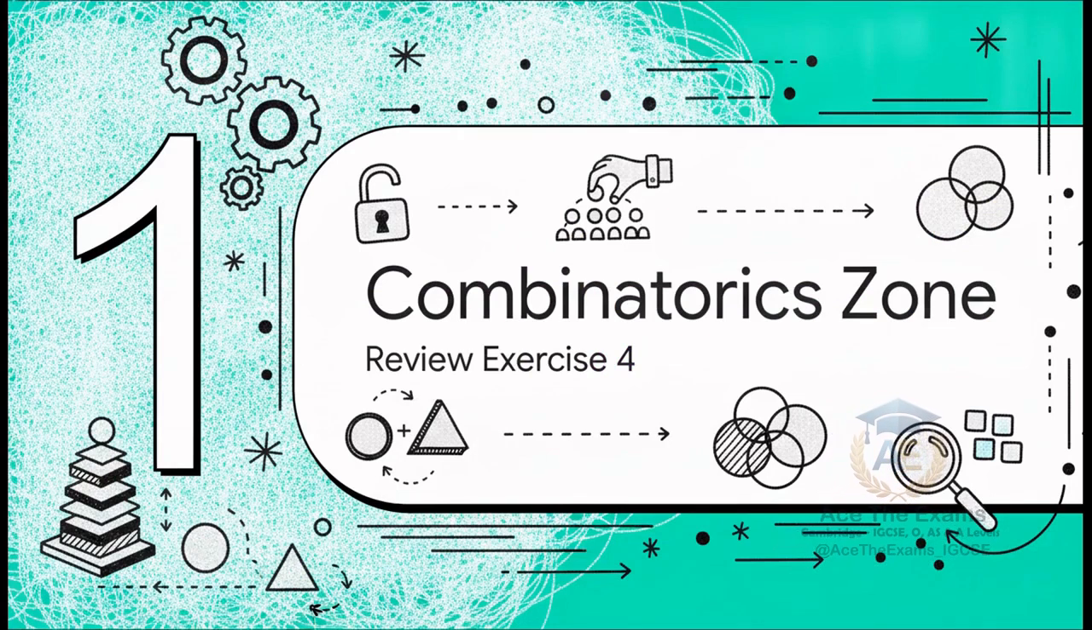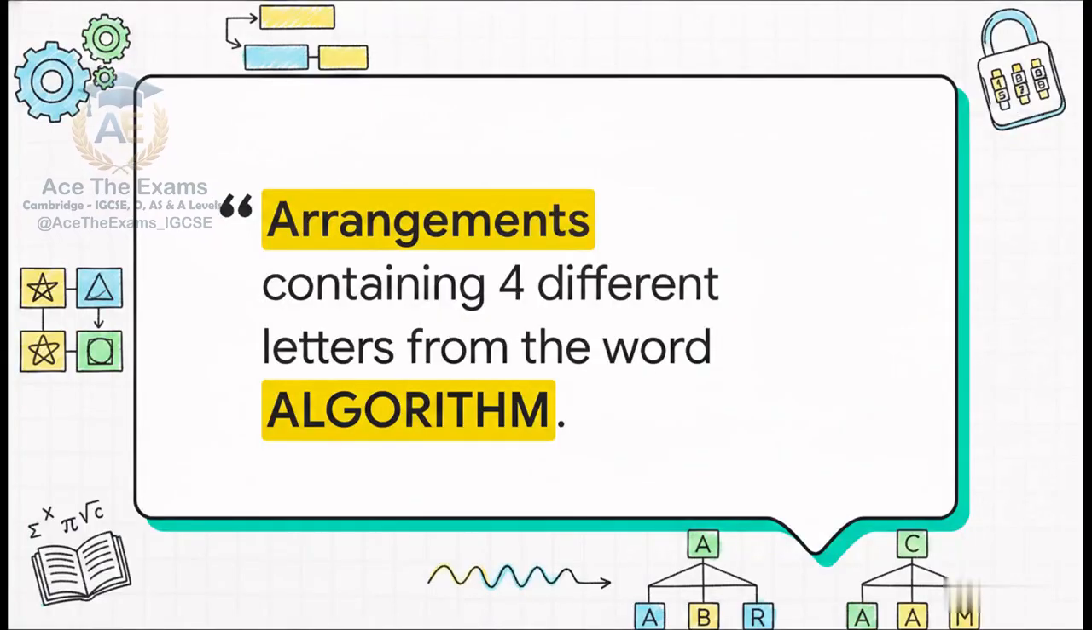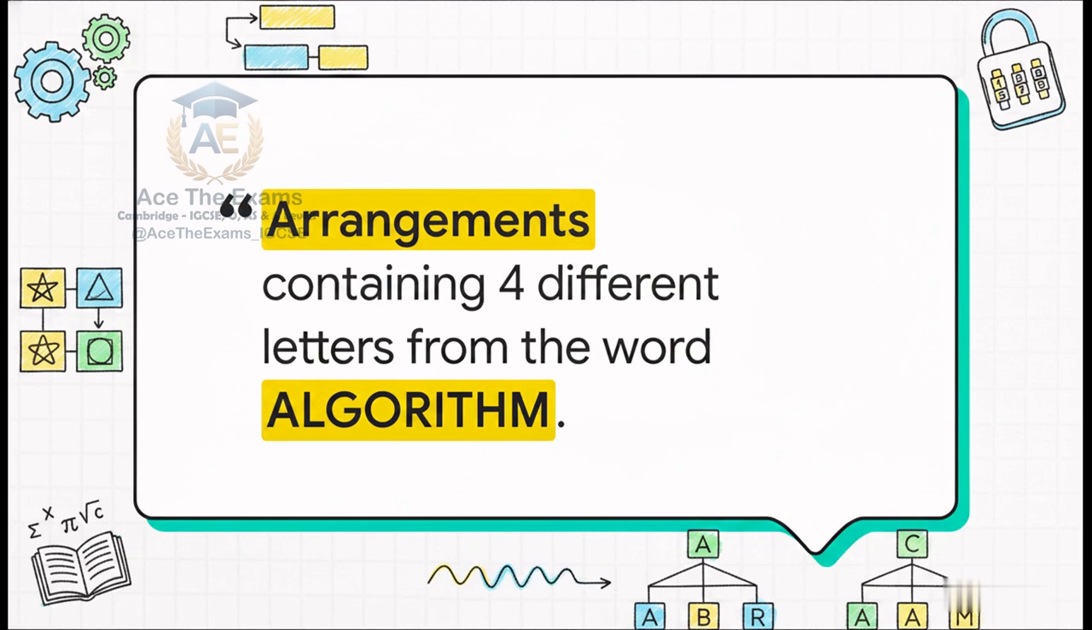Zone 1, the combinatorics zone. This is where we look at exactly how we arrange and select finite sets of items. So take a look at this word from Review Exercise 4. Question 1, algorithm. It's a 9-letter word, right? And it's got 9 completely distinct letters, no repeats. Now, the examiner asks us to make 4-letter arrangements out of this. On the surface, you're probably thinking, okay, simple permutation problem, no big deal. But honestly, it sets the stage perfectly for understanding exam boundaries.